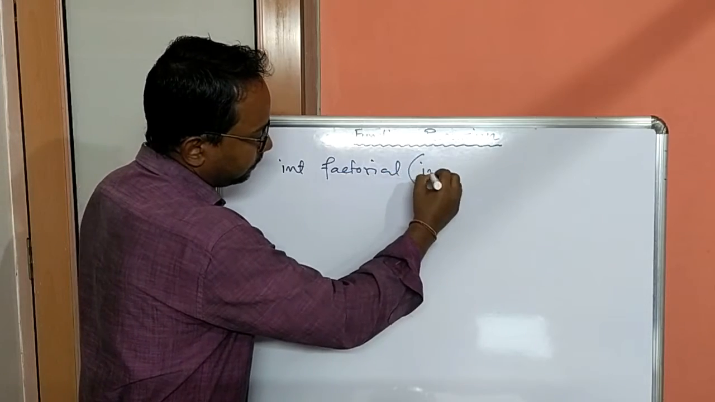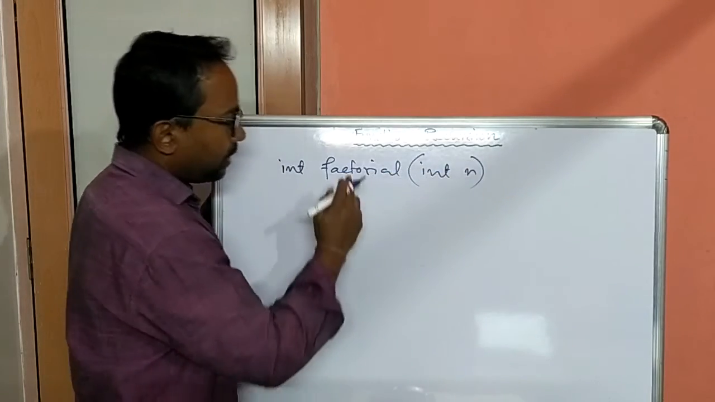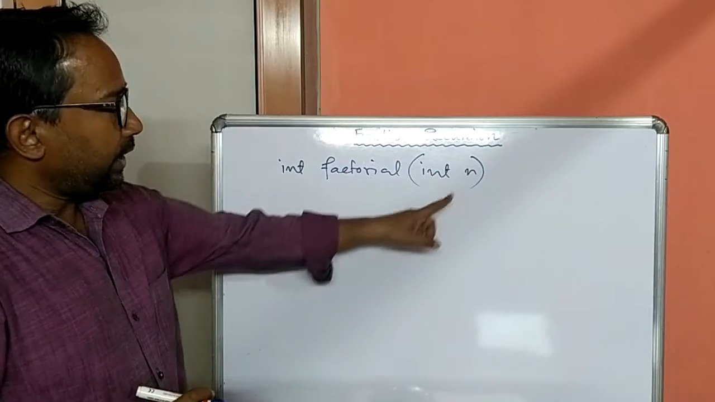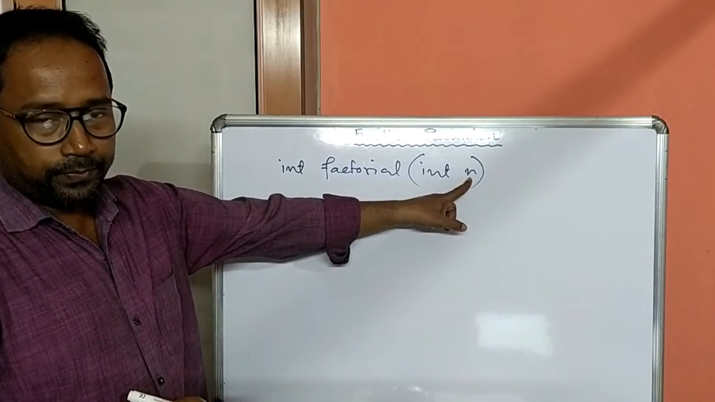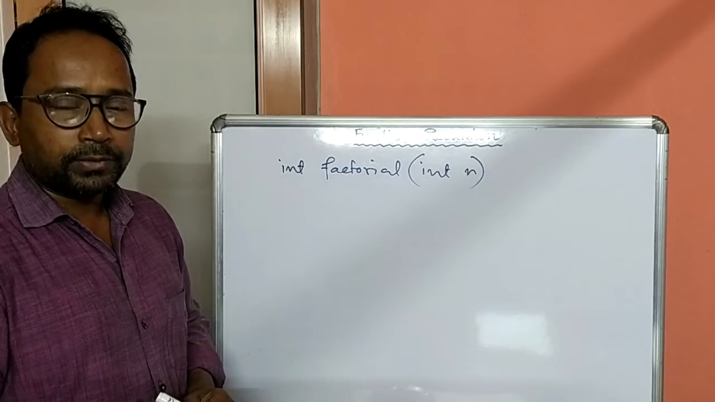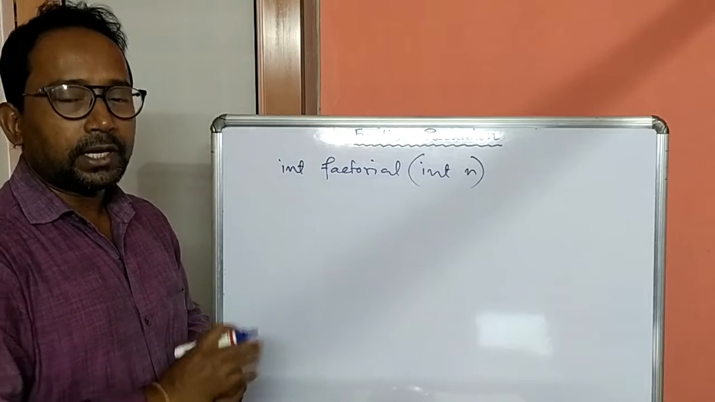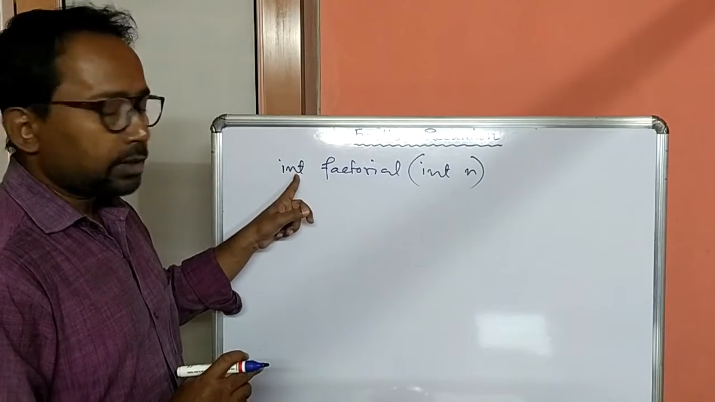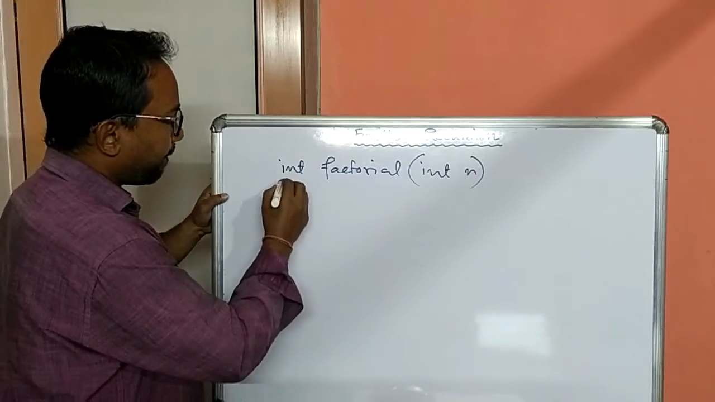Int factorial, int n. So this function will take one input number and will find out the factorial of that number, and the function will return that factorial. That's why the return type of this function is int.